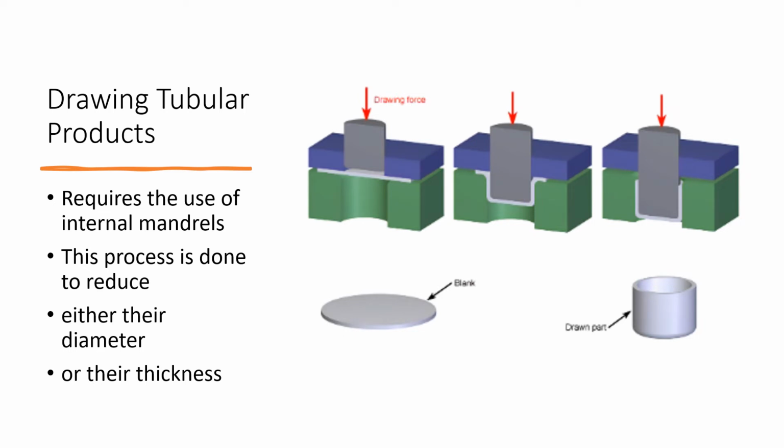Okay, so when we draw tubular products, we require the use of internal mandrels, cylindrical rods, or just shafts. We use that in drawing tubular products, and that process is done to reduce either the diameter or the thickness. So what are we doing? We are reducing the diameter. We're reducing the thickness in our products by using the shaft or mandrels.